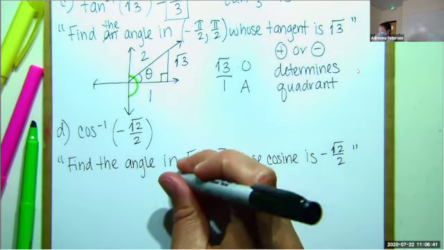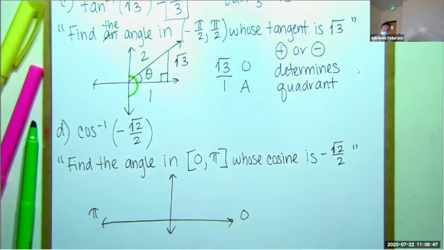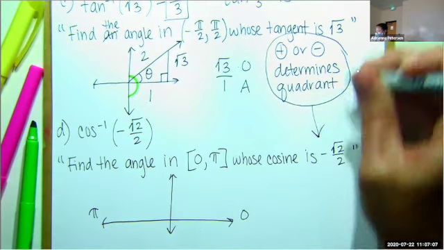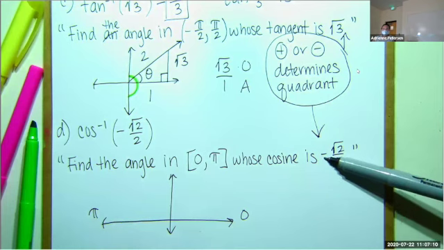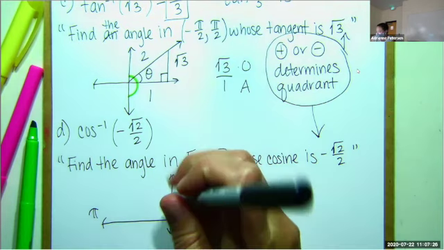So let's draw a picture. We are looking for an angle between 0 and pi. So it has to be in quadrant 1 or quadrant 2. The way we determine what quadrant that angle is in is based on this number being positive or negative. So right up here, I have plus or minus determines the quadrant. So we look at this value, we're looking for an angle whose cosine is negative. Cosine is negative. So what quadrant should that angle be in? If cosine is negative in which one? Quadrant 1 or quadrant 2? Which one? Quadrant 2. Okay, so I'm going to draw my angle in quadrant 2.